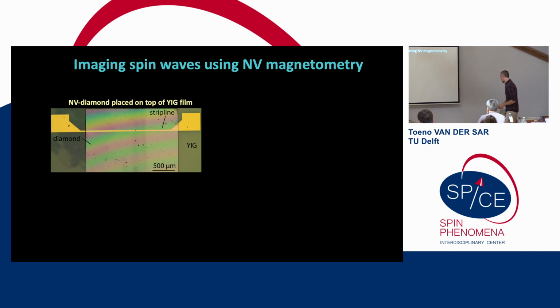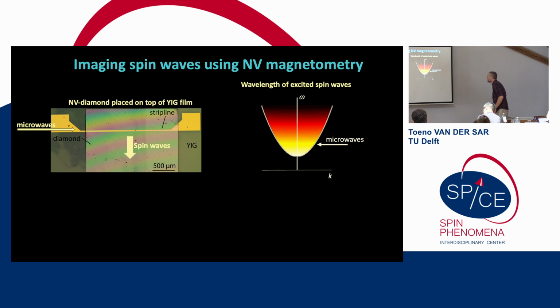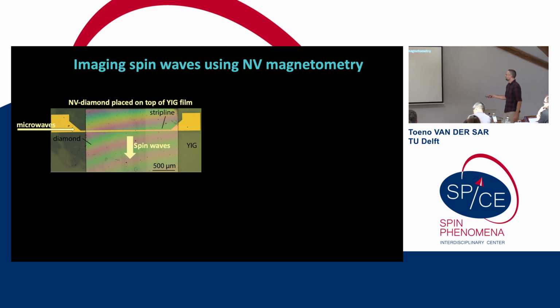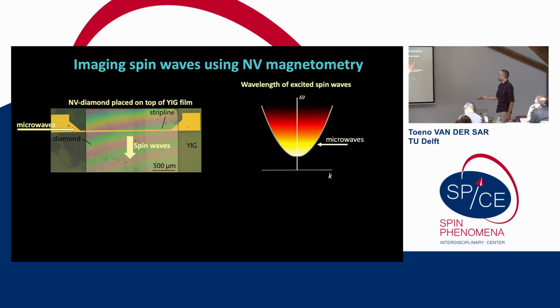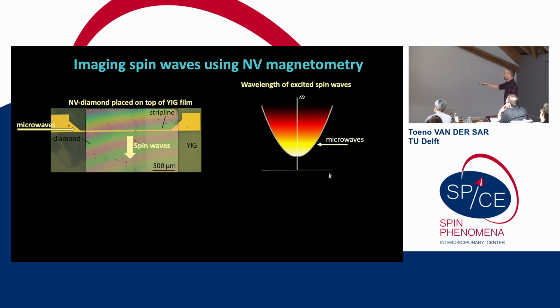All right, so how does it work? An introduction to the technique. We place a diamond on top of a magnetic film. Here you see the diamond on top of a magnetic film. This is an yttrium iron garnet thin film, 200 nanometer thick. We make a strip line on top. The diamond is 2 by 2 millimeter in size. We drive microwaves through this strip line. That will excite a spin wave in the magnetic film.